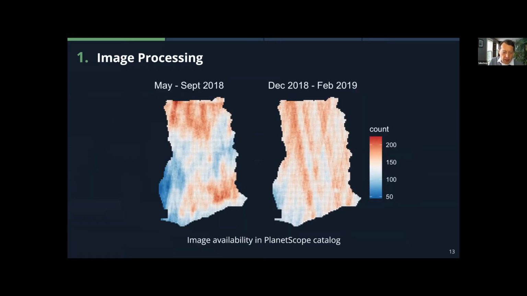I just want to stop here and highlight the fact that that daily resolution of PlanetScope is really critical for this process. These 2 images here show you the density of images available for download in the PlanetScope catalog for these 2 time windows I showed you, May to September 2018 and December 2018 to February 2019, which are the 2 periods of interest for us. And you can see that there's a lot of variability because of cloud contamination, of what Planet made available because they consider it to be usable.